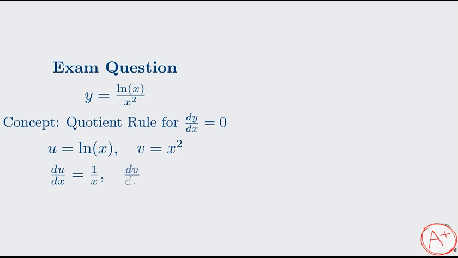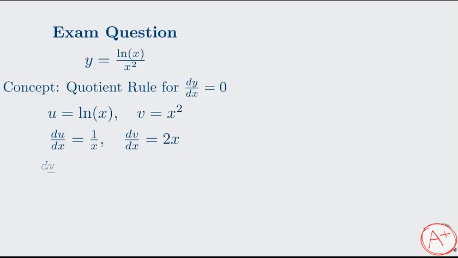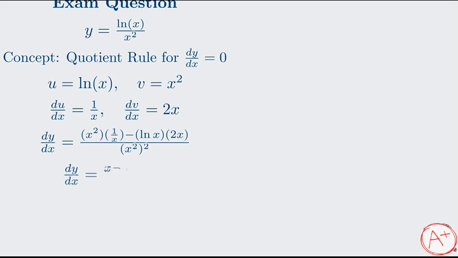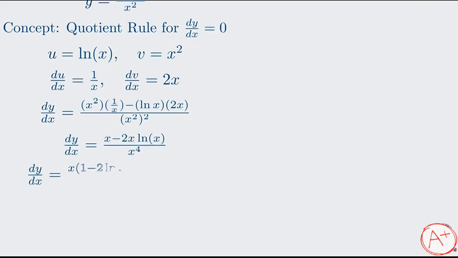Then du/dx is 1 over x and dv/dx is 2x. Now, apply the rule: v du/dx minus u dv/dx, all over v squared. Simplify the numerator. x squared times 1 over x is simply x. Factorize an x out of the numerator to simplify the fraction.